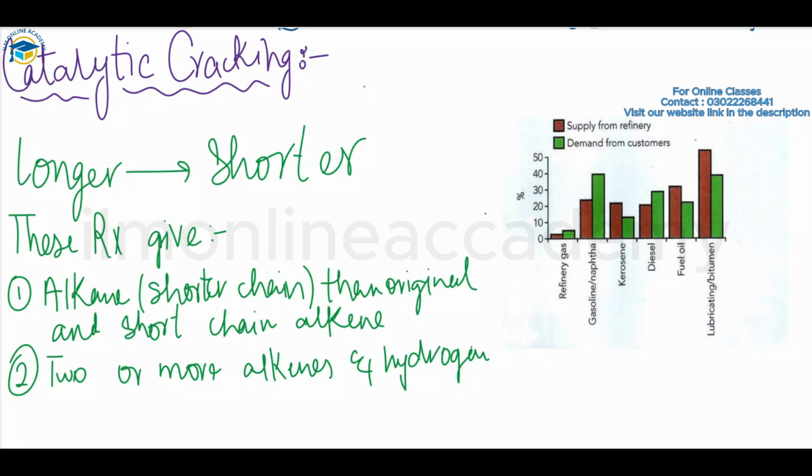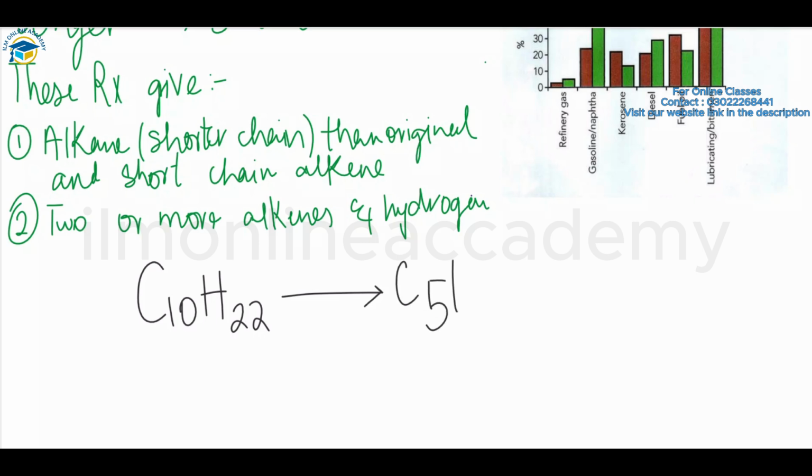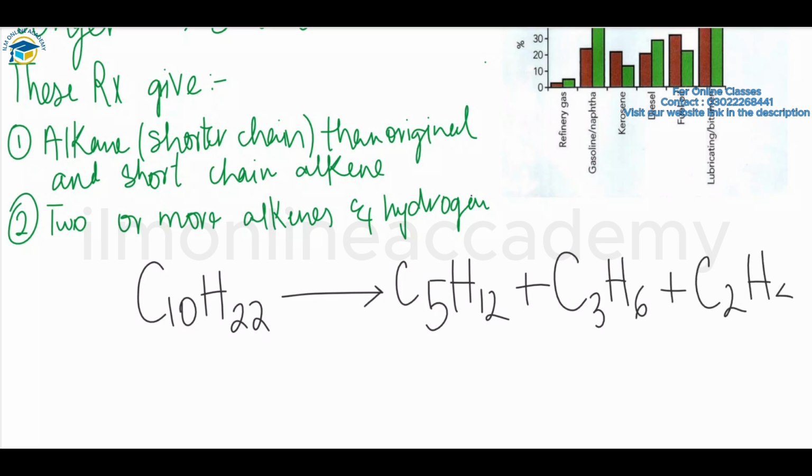For the equation, let's look at an example of how catalytic cracking happens. For example, we have a longer chain alkane, C10H22, which is known as decane. Whenever cracking happens on the decane molecule, it is converted into pentane, which is C5H12, plus propene, which is C3H6, plus ethene, which is C2H4.